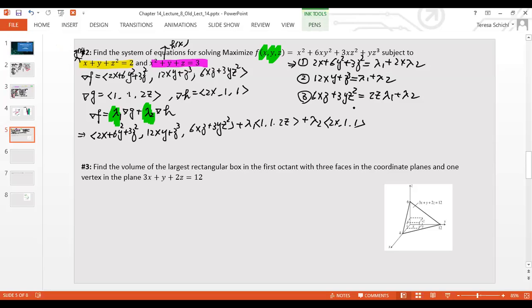So far, I only have 3 equations. So where are the remaining 2? Those are the constraints, right? So equation number 4 is x plus y plus z squared equal to 2, and equation number 5 is x squared plus y plus z equal to 3. Okay, so this is the system of equations we want to solve. You have 5 variables with 5 equations. Ideally, we should be able to solve it. But in this problem, they just said to find the system of equations here.